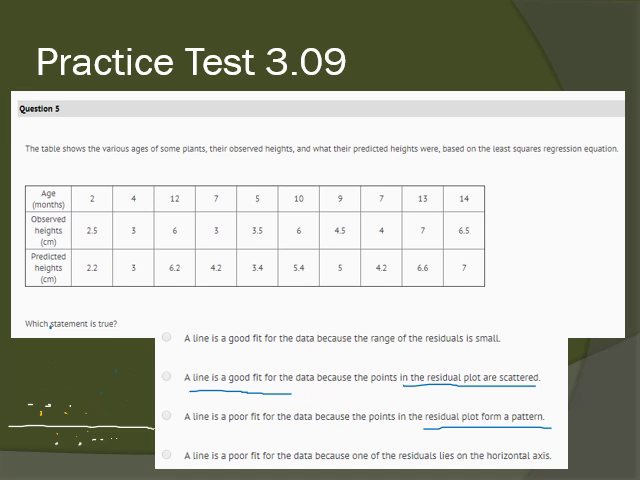So line is, oh, I read that wrong, sorry, it says poor fit. Okay, so to clarify with that one, just because they're in a pattern doesn't make it a poor fit. A pattern has no bearing on if it's a good or bad fit. A line is a poor fit for the data because one of the residuals lies on the horizontal axis. That is actually good. If the, which one was it? This one right here would actually be on the axis, and that means your line goes through a point, and that is not bad at all. So it would not make it a poor fit, so I'd say that's a no.